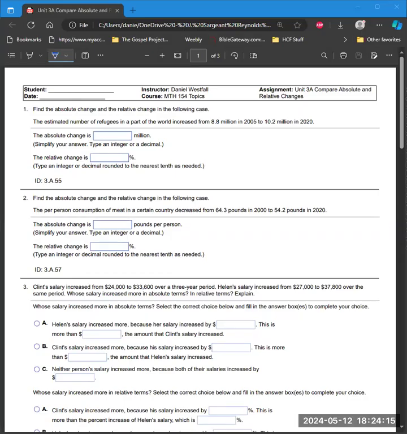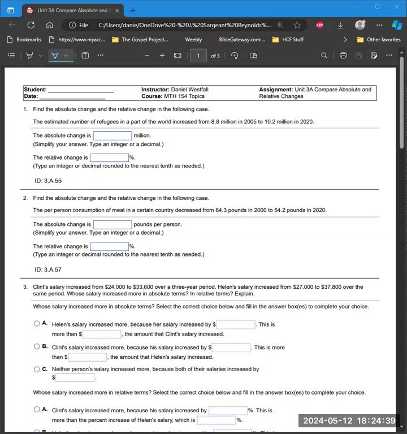In this video, we're going to compare absolute and relative changes from Unit 3A. You'll want to have your scientific calculators ready for this one so we can use them to calculate absolute change and relative change.